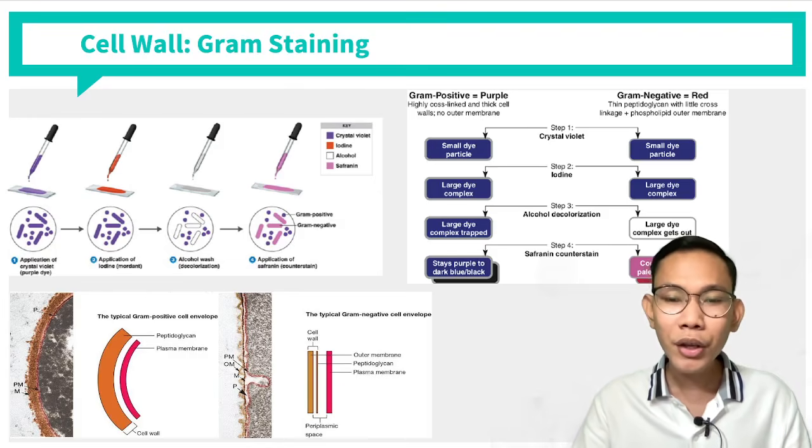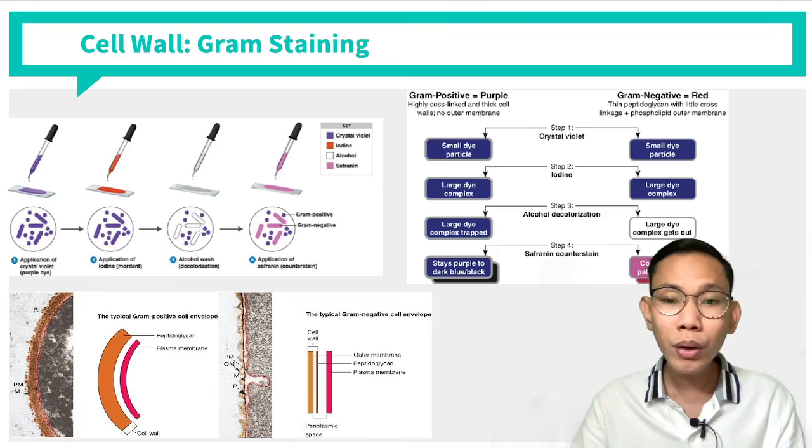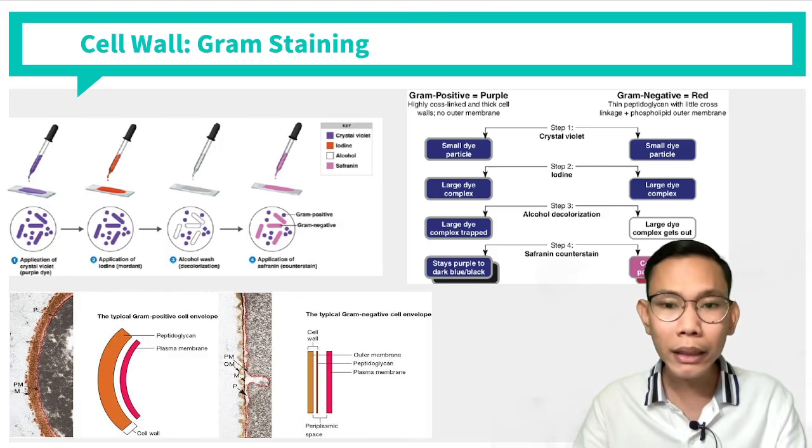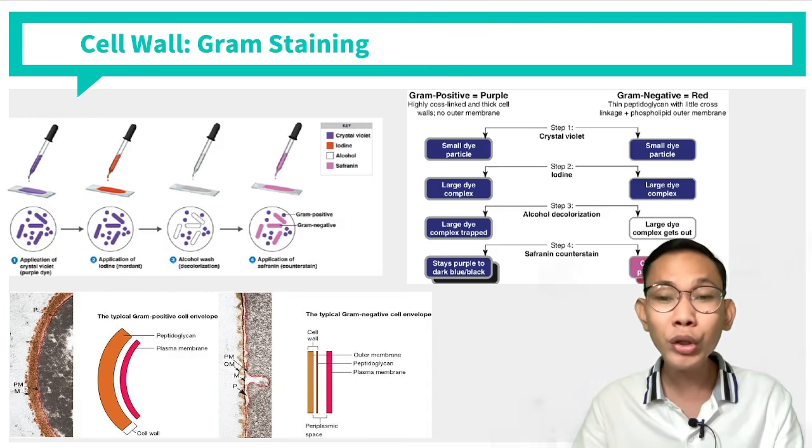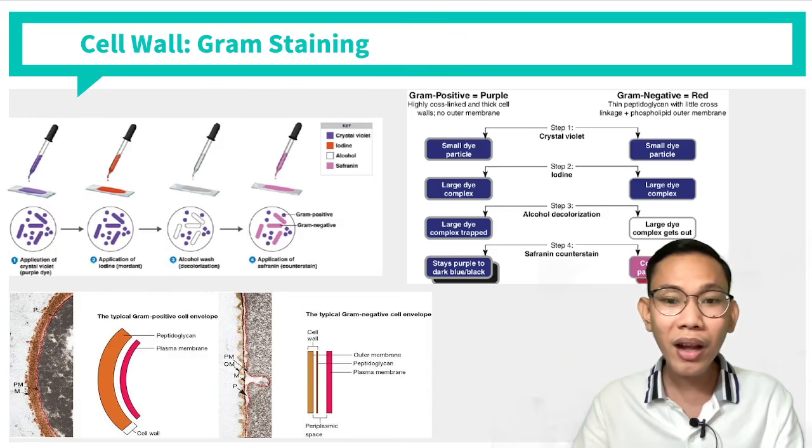So tingnan natin. Your crystal violet will cause now a small dye particle. Tapos, lalagyan mo ng iodine. So, your crystal violet will react to the cell wall of your bacteria. However, it will only create a small dye particle. Then, you add your iodine, because remember, your iodine will make a bridge from your primary stain to your bacteria. That's why it will now create a large dye complex.